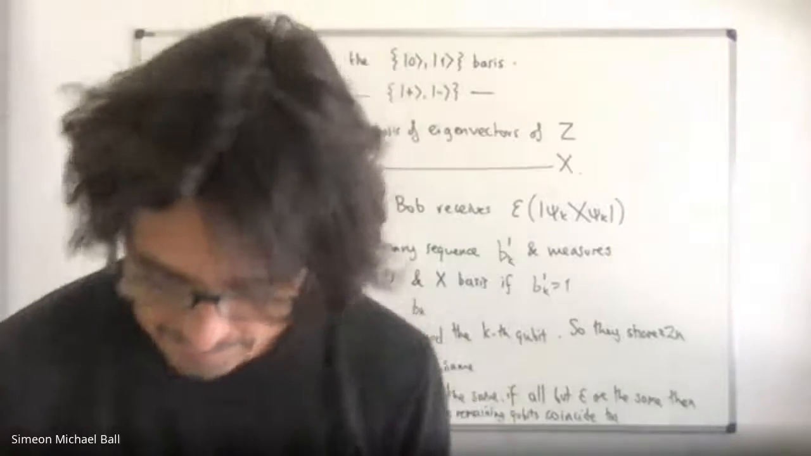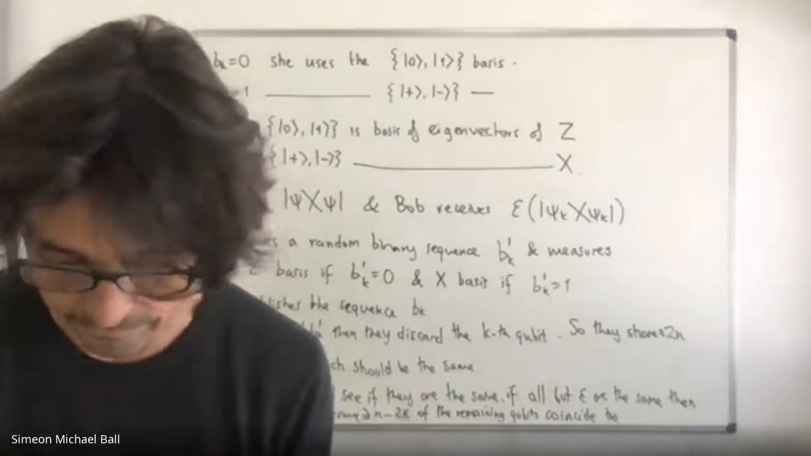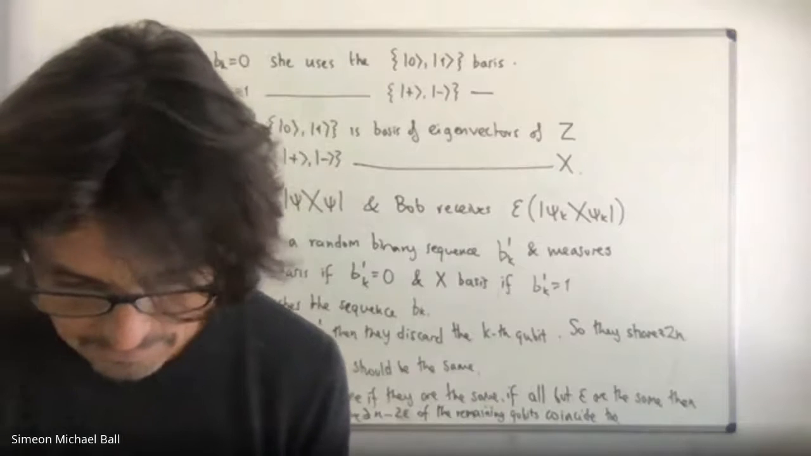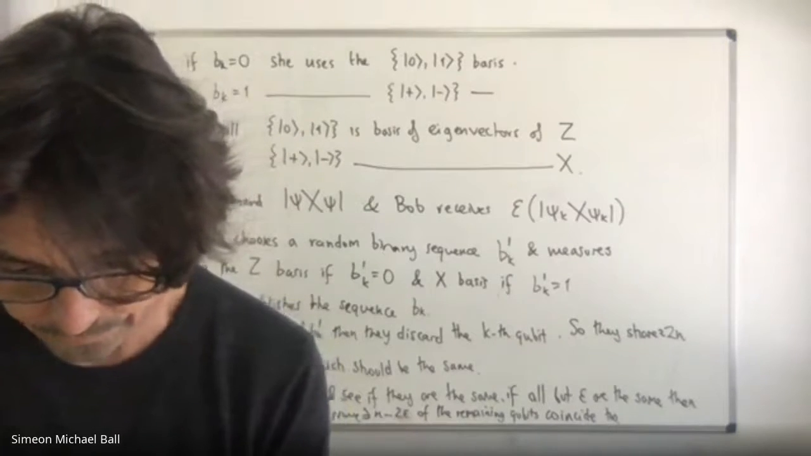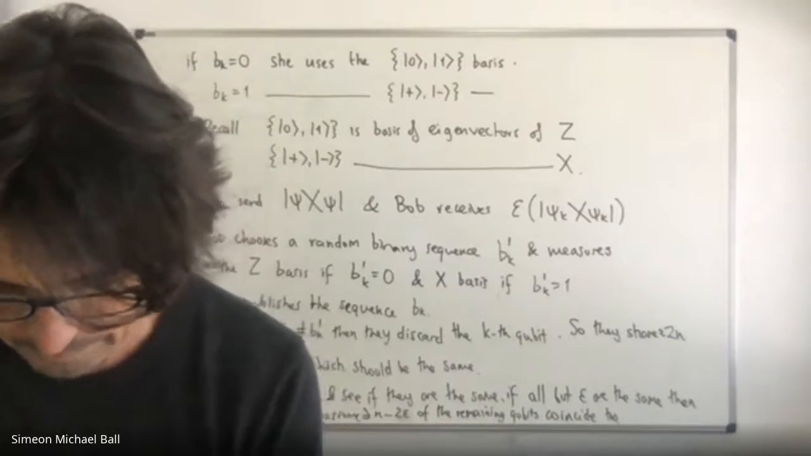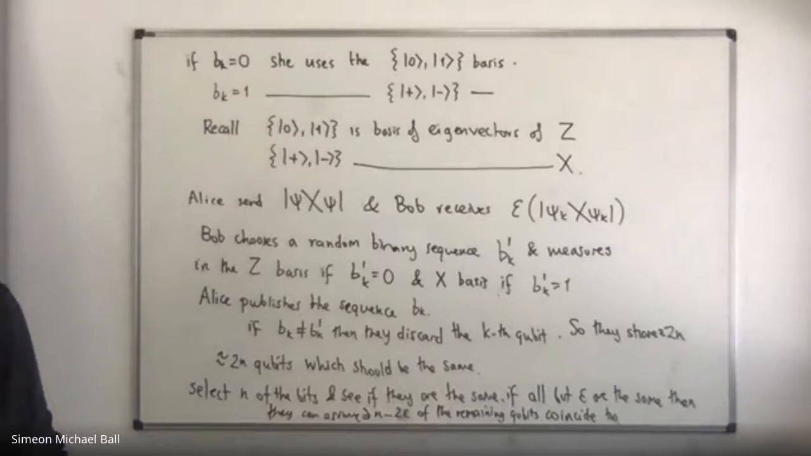So then they will have exactly the same qubits. Okay, so I think that motivates us nicely onto quantum error correction, which is what we're going to do next. So that's the end of algorithms.